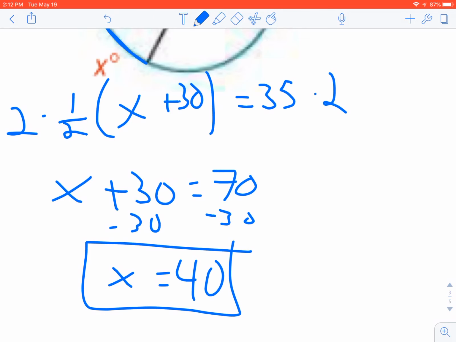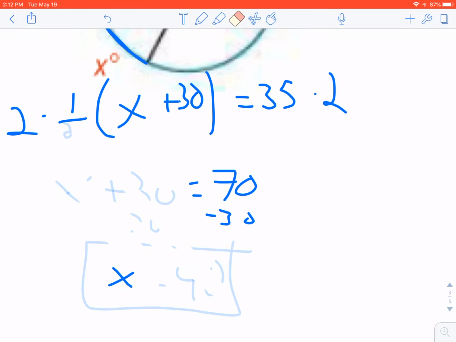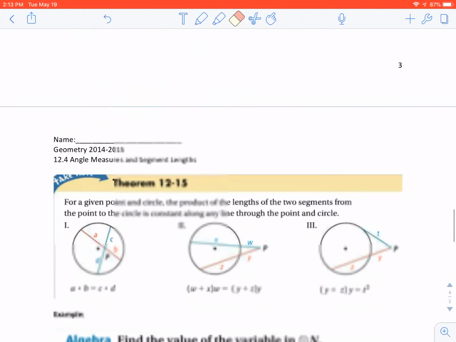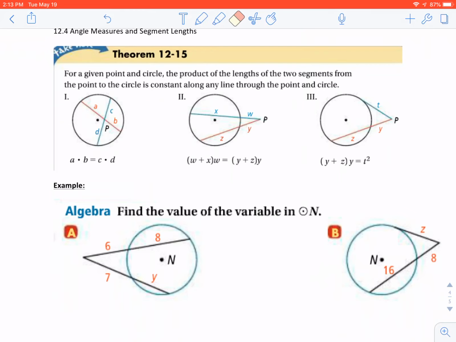All right, so again, the formula is very easy. It's addition if the intersection occurs inside of the circle. It's big arc minus little arc if the intersection occurs outside of the circle. Hopefully the algebra there isn't too challenging for you. Moving on here to our last theorem.